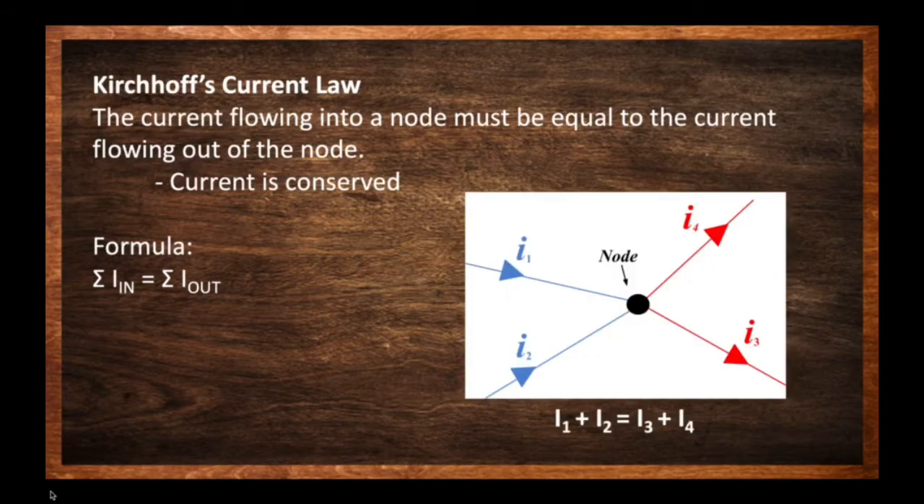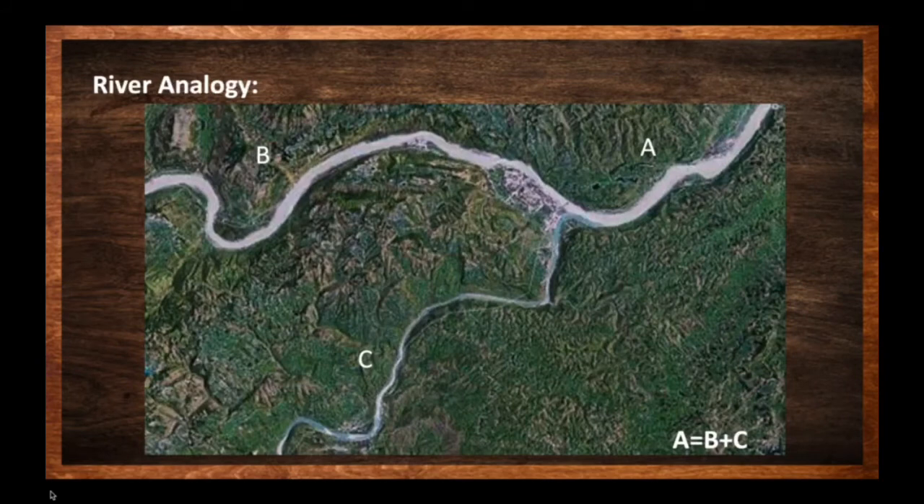Keeping this in mind, we can see that in this example, I1 and I2, which go into the node, are equal to I3 and I4, which go out of the node. Another way to understand this is by picturing a flowing river. Even if the river diverges into two paths, the total amount of water stays the same. This is also true if one branch of the river is larger than the other. Although there are now different volumes of water in each branch, the total volume remains the same.